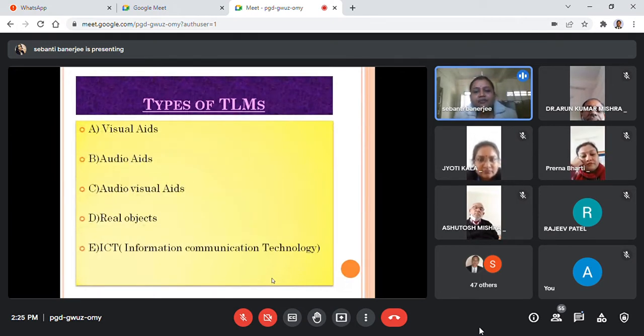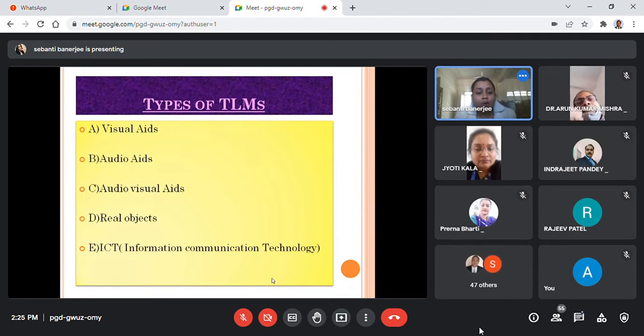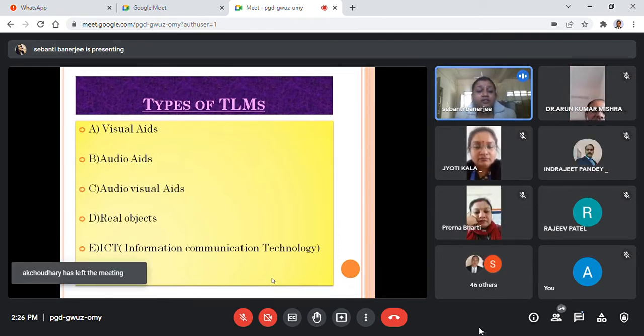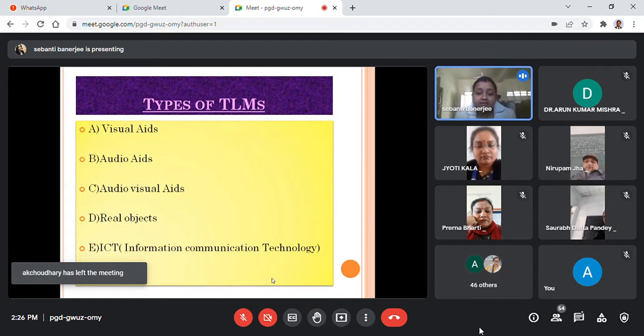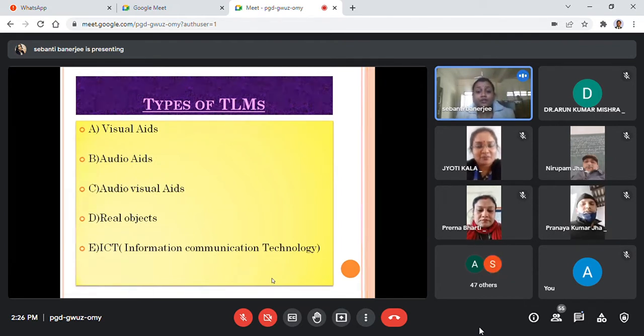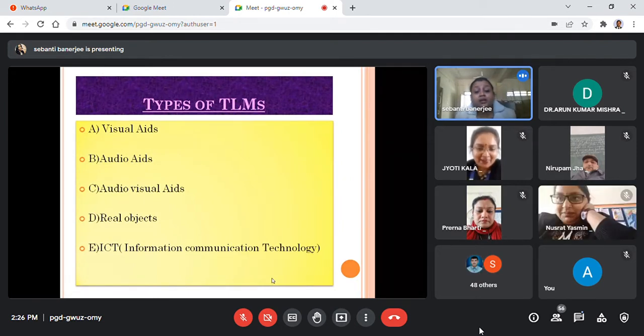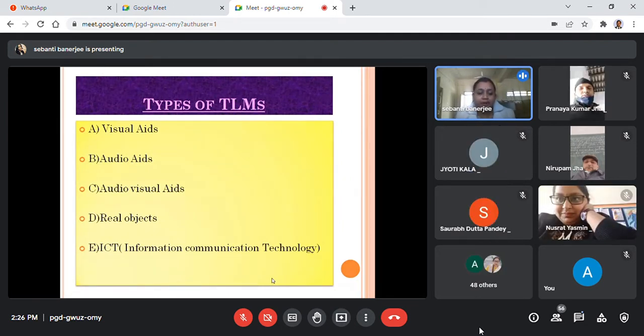Now, types of TLM. Again, we have divided the TLMs according to the various types of sensory organs used by the TLM, such as visual aids, which engage the eyes of the learners, audio, which engages the hearing of the learners, audio visual aids, which engage both the visual as well as the hearing sensory organs. Real objects. I will come to this point, real objects, in the next slide.